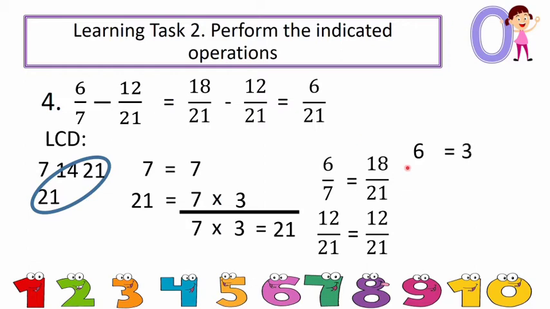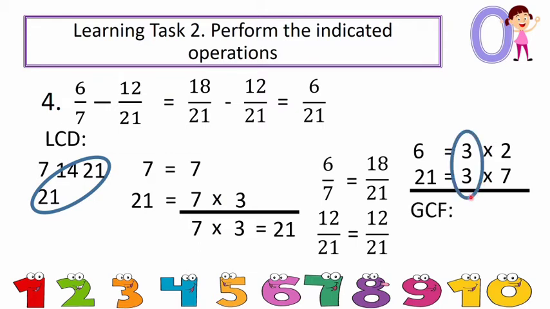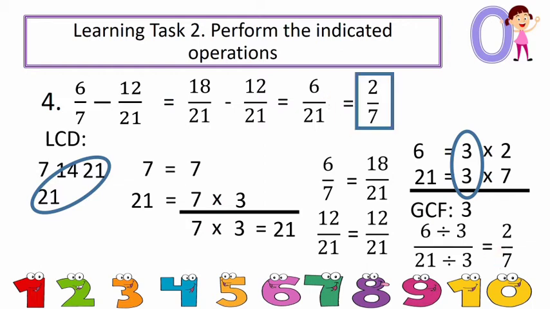So 6 is equal to 3 times 2. And then 21 is equal to 3 times 7. So we just get the common factor, which is 3. So the GCF is 3. Then we will divide the numerator and the denominator by 3. So 6 divided by 3 over 21 divided by 3 is equal to 2 over 7. So the lowest term is 2 over 7.